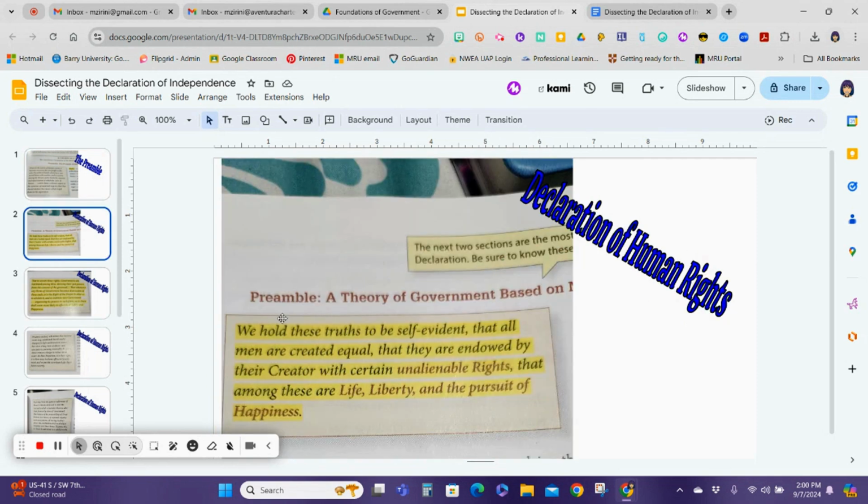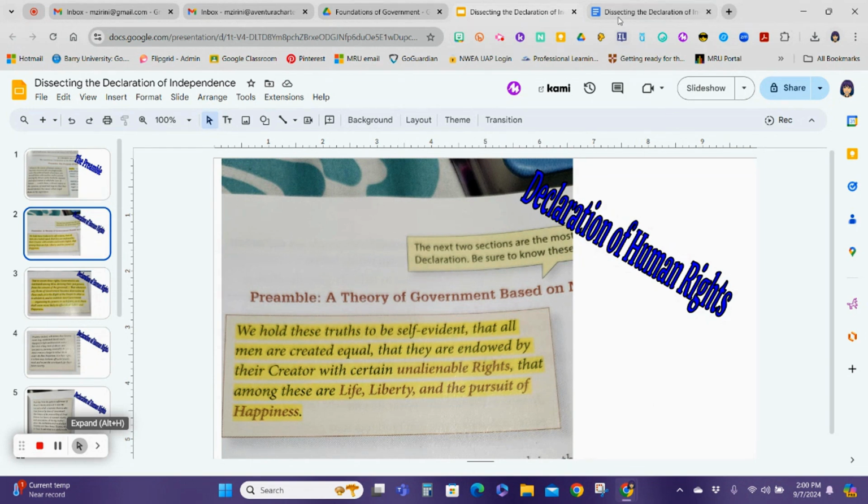Then we move into what's known as the Declaration of Human Rights, right? And this really becomes probably the most well-known aspect of the Declaration of Independence, because it's here where we start off saying, "We hold these truths to be self-evident, that all men are created equal, that they are endowed by their Creator with certain unalienable rights, that among these are life, liberty, and the pursuit of happiness."